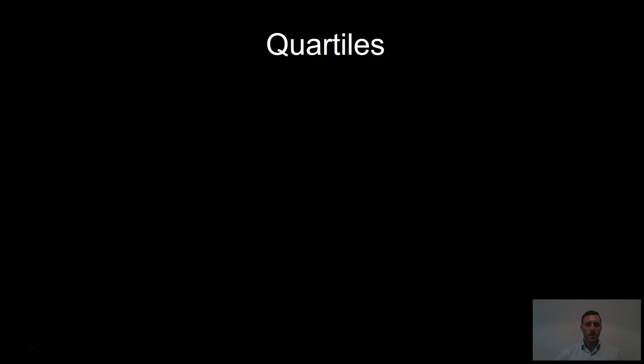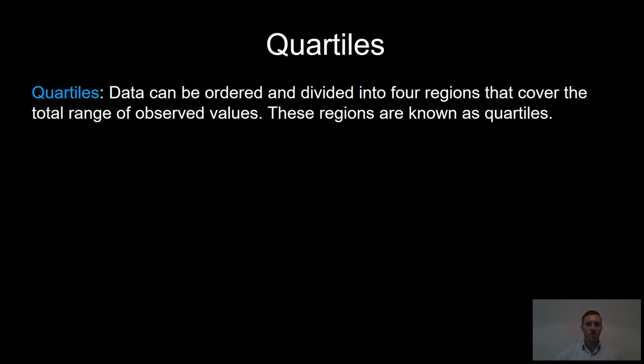Data can be ordered and divided into 4 regions that cover the total range of observations. These regions are known as quartiles. The median divides the ordered data into a lower and upper half. The lower quartile is the median of the lower half. The upper quartile is the median of the upper half.